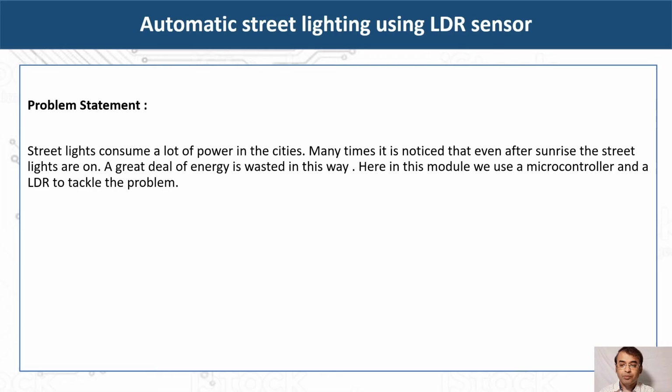Stop simulation. Now I'll come to another project that is called automatic street lighting using LDR sensor. Problem statement. Street lights consume lot of power in the cities. Many times it is noticed that even after sunrise the street lights are on. A great deal of energy is wasted in this way. Here in this module, we use a microcontroller and a LDR, that is light detecting resistor sensor, to tackle the problem.